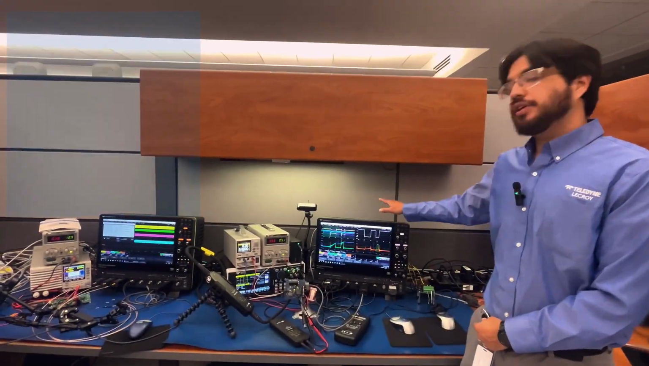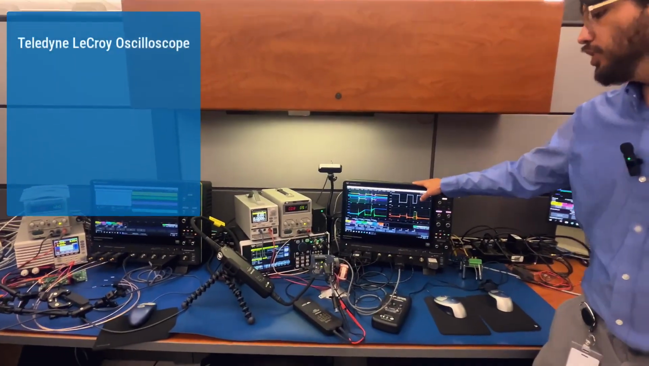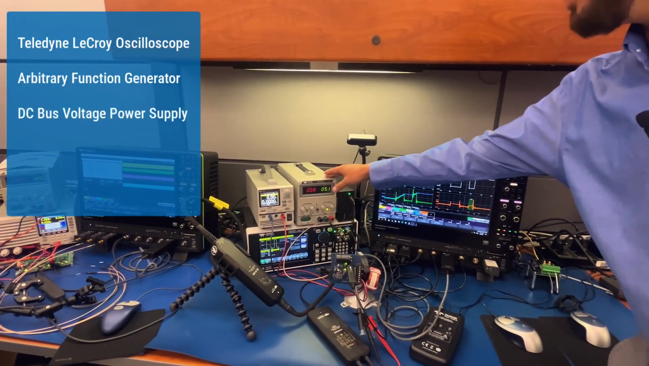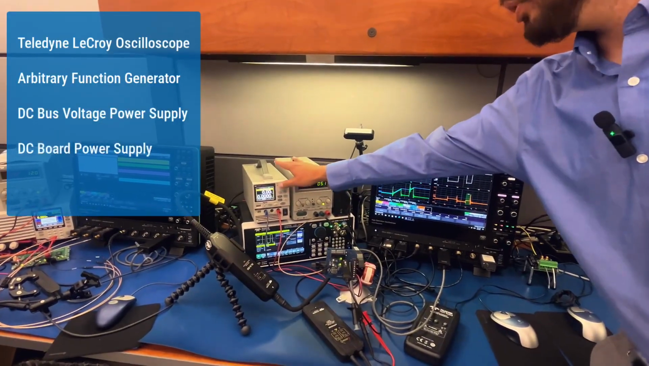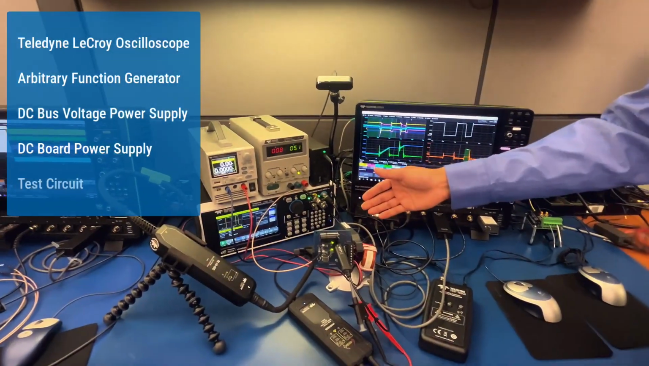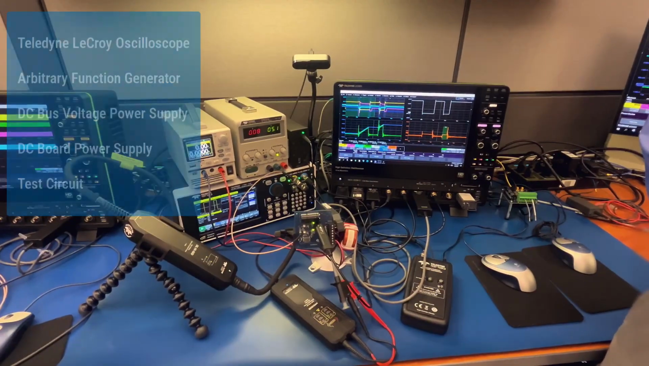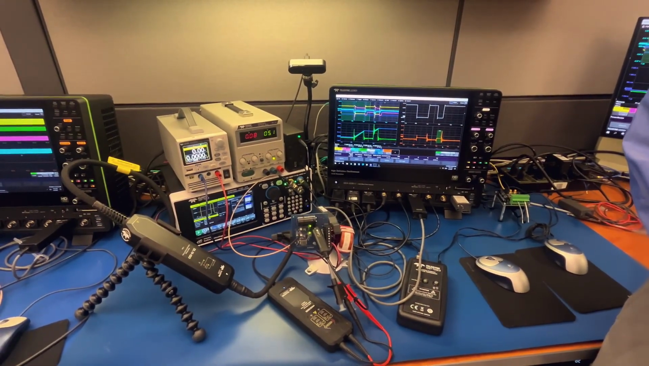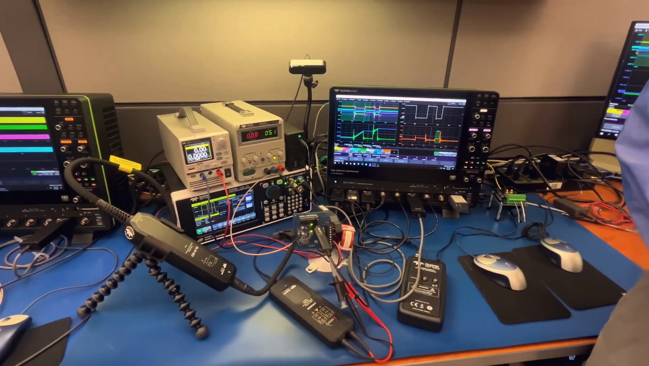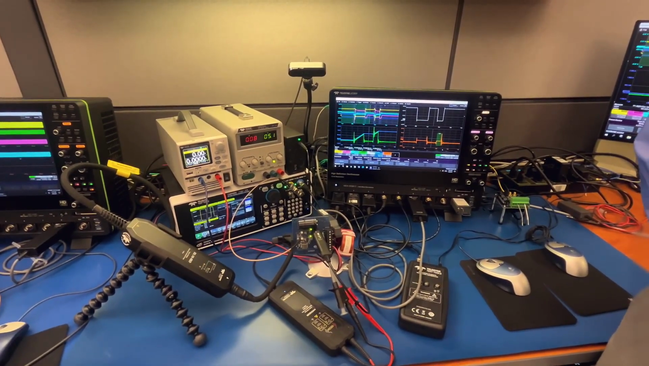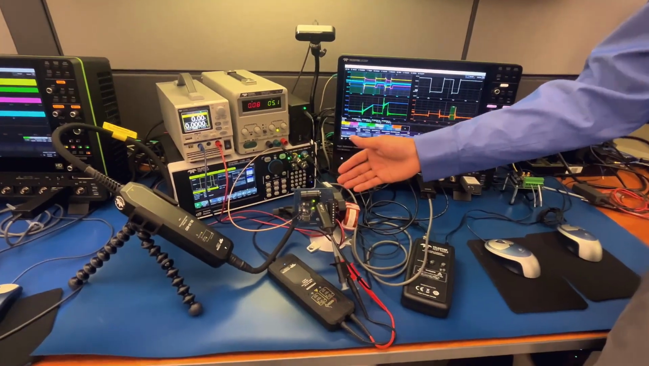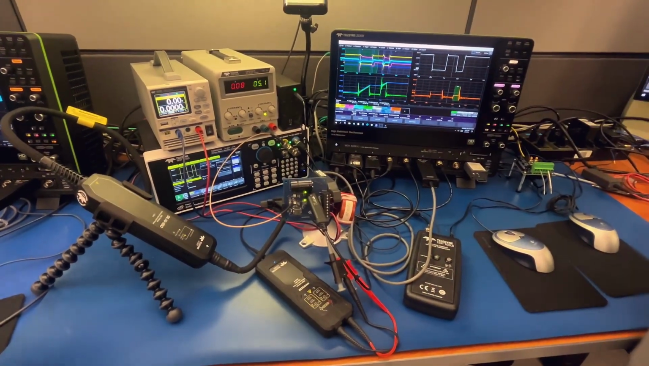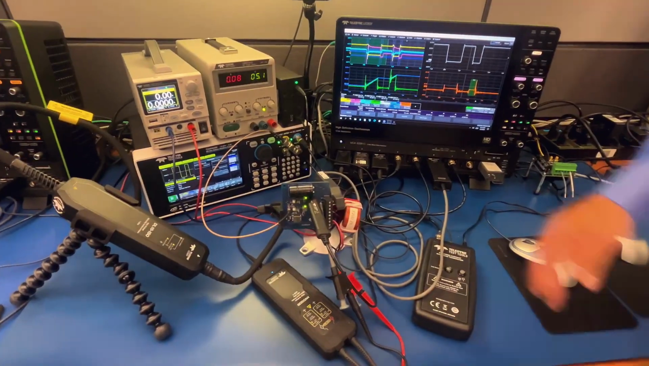We'll need a Teledyne LeCroy oscilloscope, an arbitrary function generator, or AWG, a DC bus voltage power supply, a DC board power supply, and your test circuit. Teledyne LeCroy can provide all of this equipment outside of the test circuit, and for additional recommendations and requirements around the hardware, please refer to the manual and our website. For this demonstration today, we'll be using a test circuit with 2 wide bandgap switching devices. The rest of the equipment can be configured in the software.